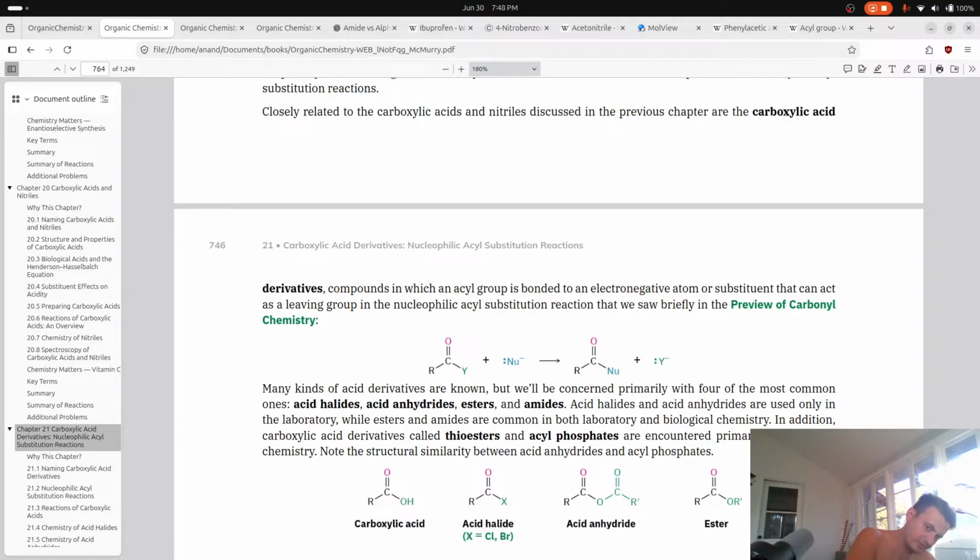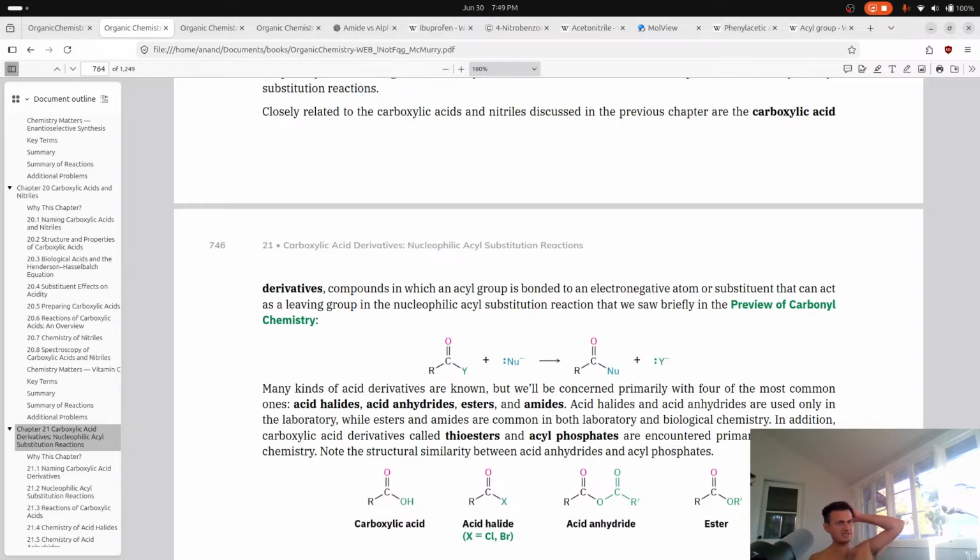Four most common carboxylic acid derivatives are acid halides, acid anhydrides, esters, and amides.